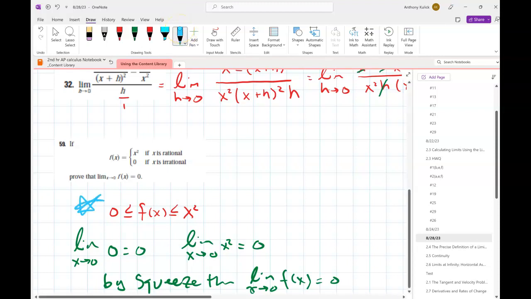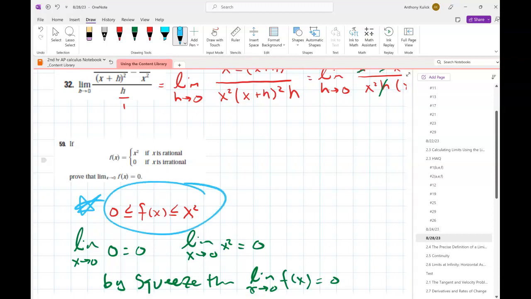Direct substitution. Just direct substitution. Okay. So this was the hardest part, was realizing that, oh, there's a squeeze theorem candidate. What functions are going to be my upper and lower bound on this?